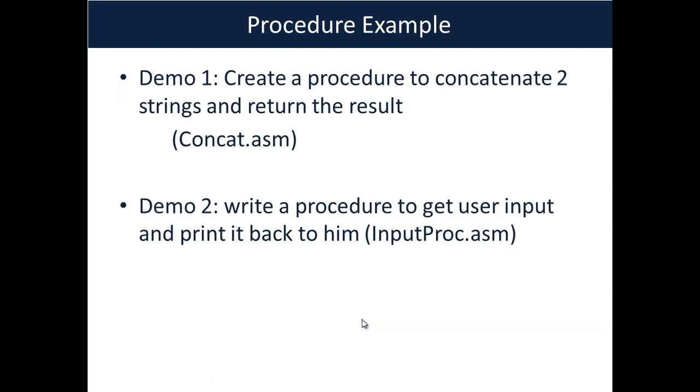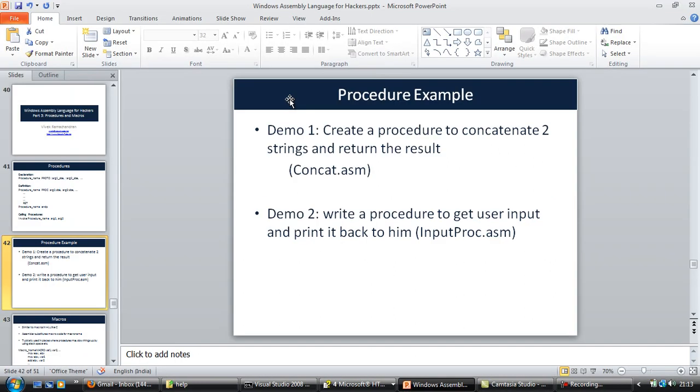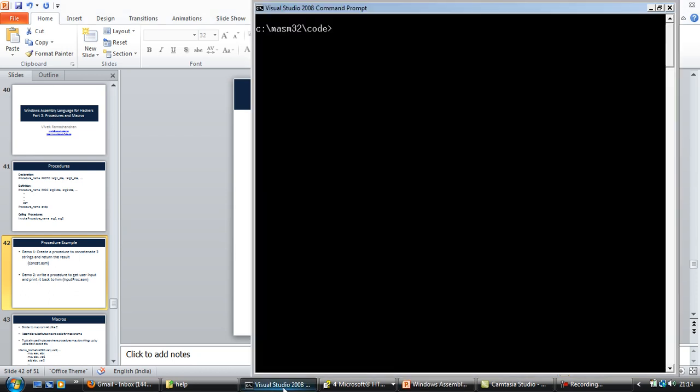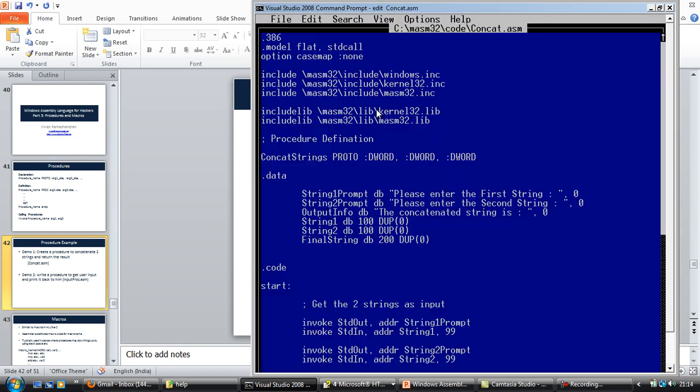So let's look at a couple of examples and jump straight into programming. In the first demo, we look at how to create a procedure to concatenate two strings and return the result. This is in the file called concat.asm, which is available for download on this page. Let me open this file up and let's go through this.